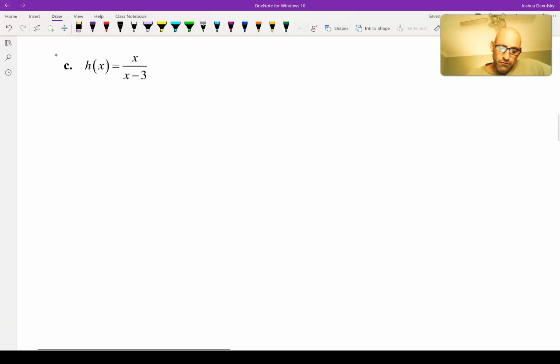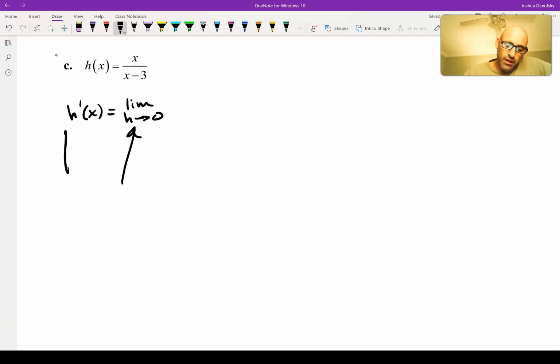All right, here we have a rational function. Again, we're going to find h prime of x, and that's going to be the limit as h, 2 h's. I'm not digging this. Do you guys see why I'm not liking it? I'm going to have h's with h's. I'm just going to confuse the heck out of myself. So let's try something different.